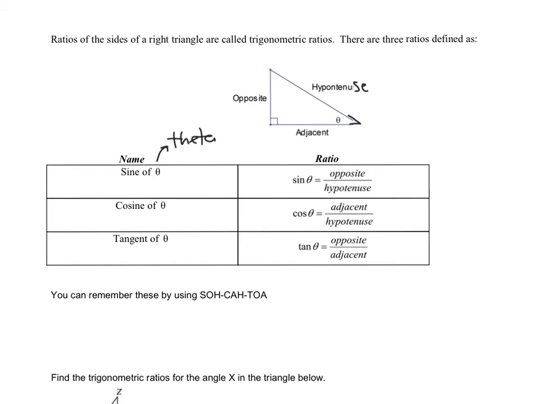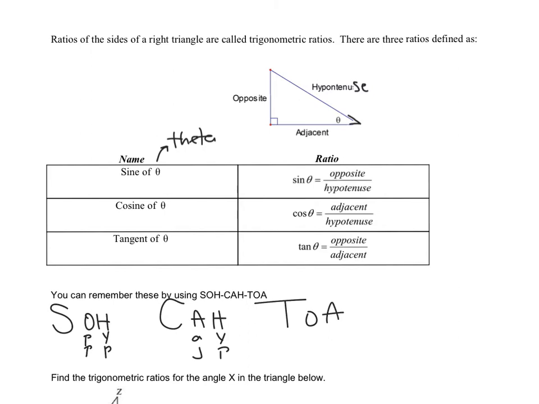And we can use something called SOHCAHTOA to help us remember these. They're abbreviations for those ratios. So SOH: sine is the opposite over the hypotenuse. CAH, which is cosine, is the adjacent over the hypotenuse. And then TOA, which is tangent, is the opposite over the adjacent. So SOHCAHTOA helps us remember the ratios for sine, cosine, and tangent.